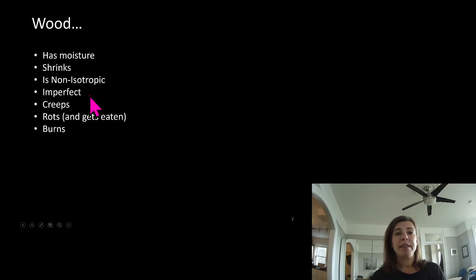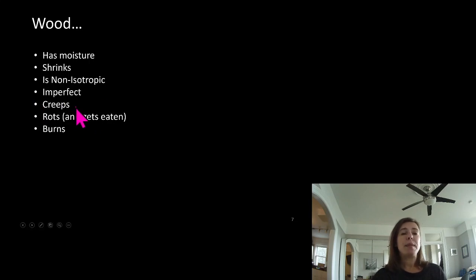It's not perfect. There's lots of natural imperfections. It has trees that grow into the side of it, so there are knots in it. That can change its behavior. You saw those checks and rays in it. That can change the way its behavior is, or it's got basically cracks in it.